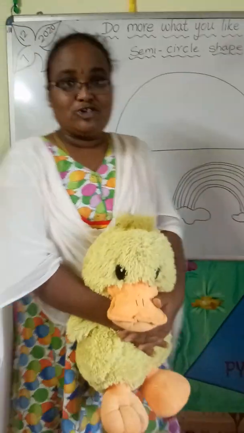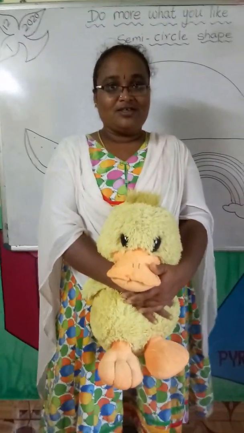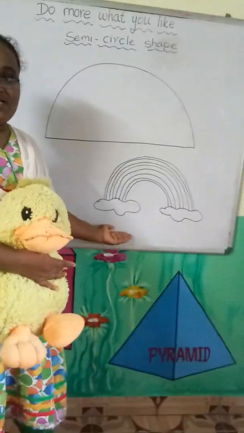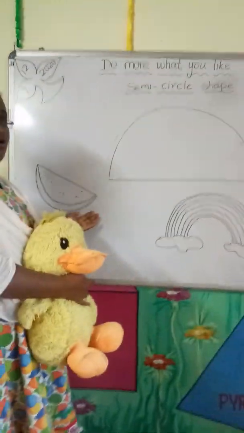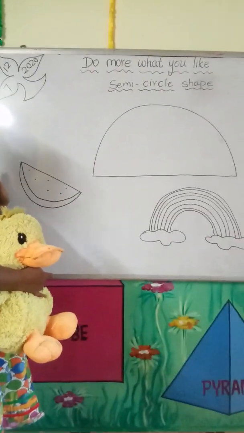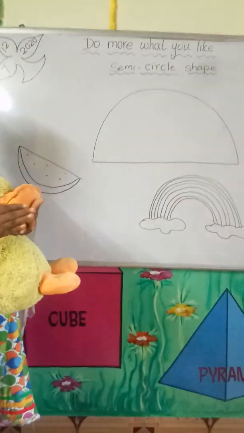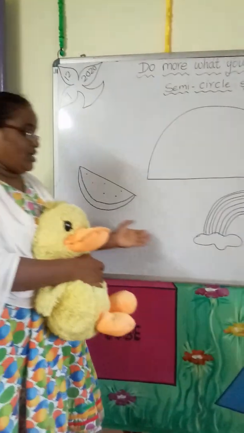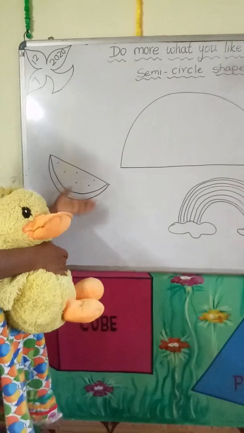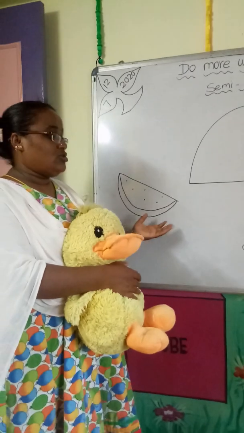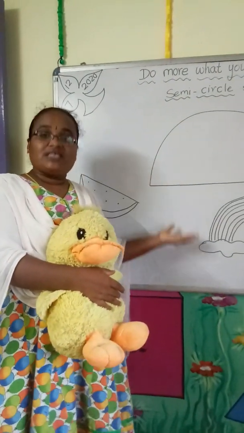Can you tell me? You should not see the board and tell me. Yes, very good dear. Rainbow is what shape? Semicircle shape. See, when you cut the watermelon and take one piece, what shape will come? Semicircle shape. So these are some examples for the semicircle shape.